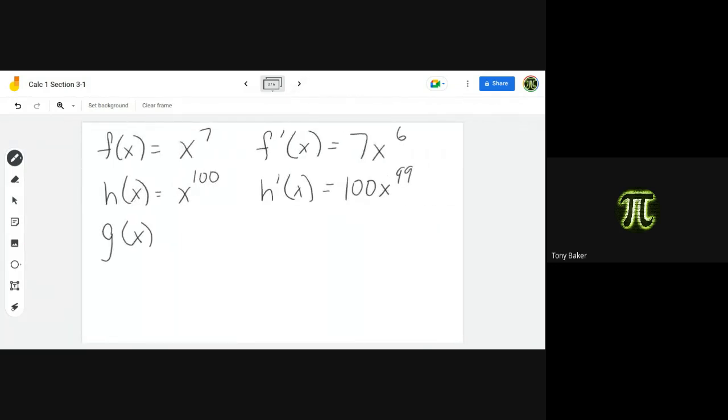Let's get one more. g of x equals x. What's g prime of x? Why? Because the slope of y equals x is one. Okay, that's a better answer. So let's use the rule that we already know. The exponent in this is a 1, right? We bring it down, and we subtract 1. So you get x to the 0 power. What's anything raised to the 0 power? 1. So that's just 1.